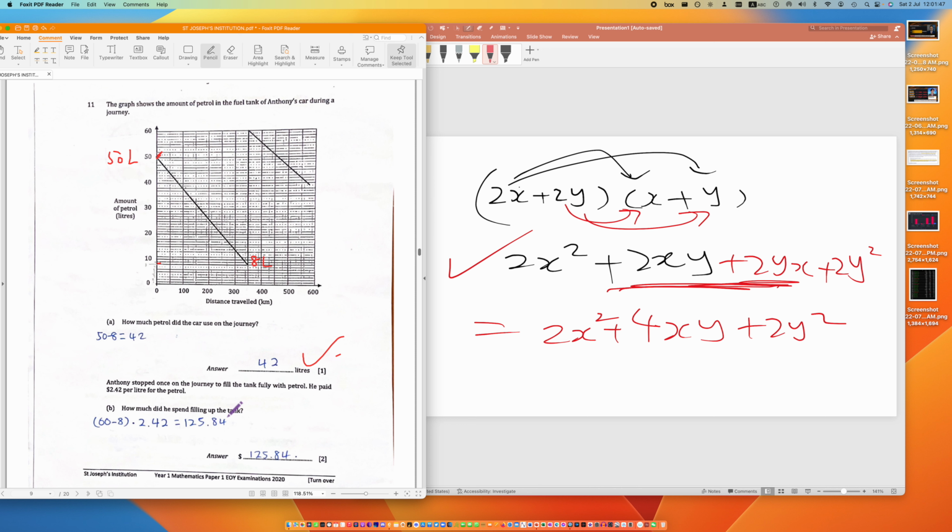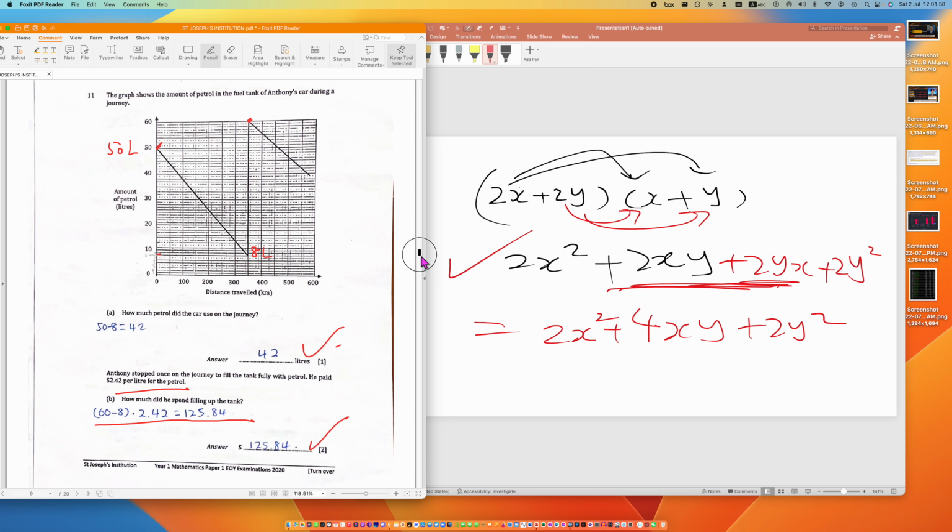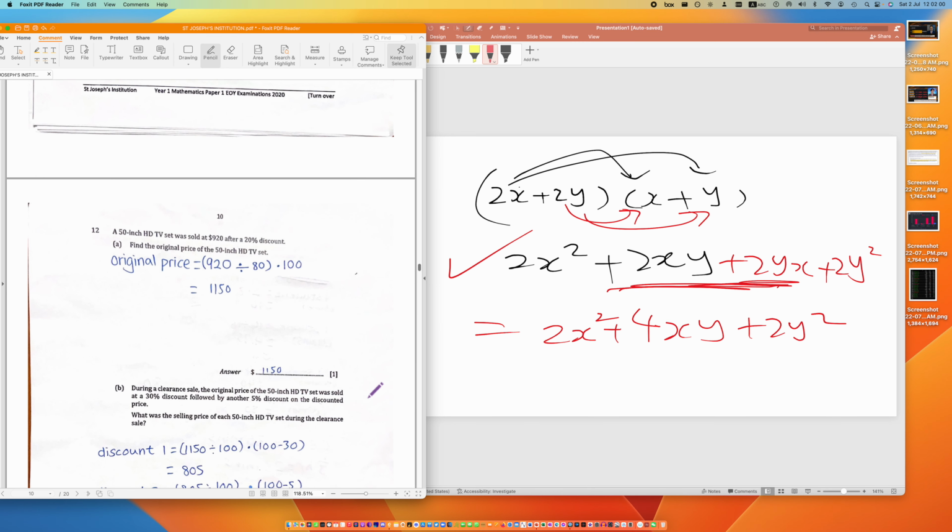Then how much did he spend filling up the tank? Okay, so Anthony stopped once. Okay, he paid little. So 60. So come back to 60. Okay, filling up. Okay, 52 times this. Okay, good. So this one is a money matter, is quite good.